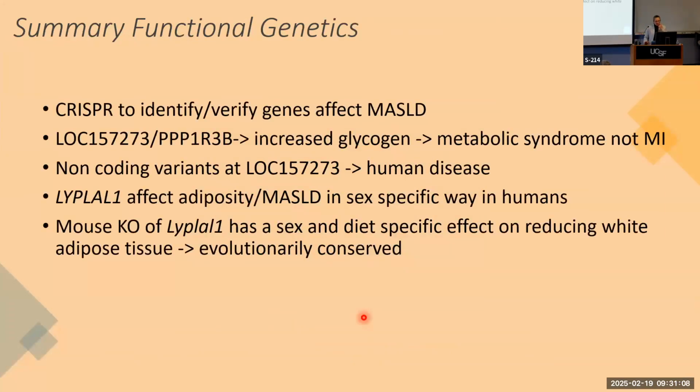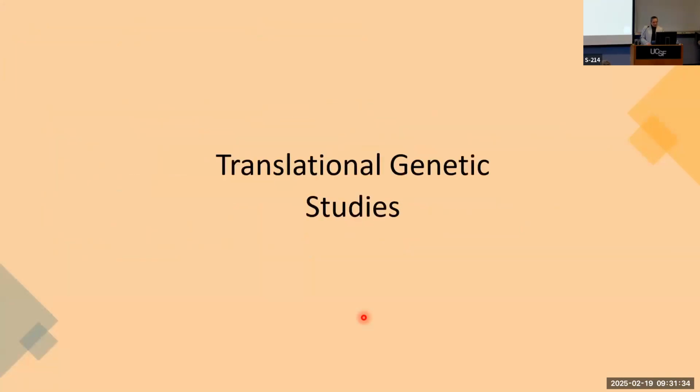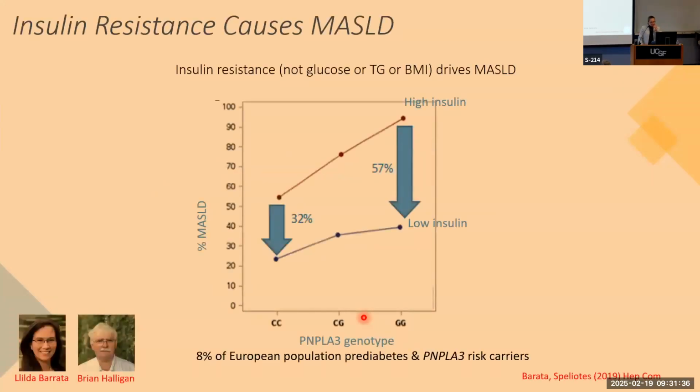Okay, so basically from the functional studies, I hope I've shown you that we can use CRISPR to identify genes that affect MASLD, that non-coding variation affects PPP1R3B, which affects glycogen and really causes metabolic syndrome, but not heart attack, that non-coding variants can cause human disease, that LYP can affect adiposity, MASLD in sex-specific ways in humans and in mice.